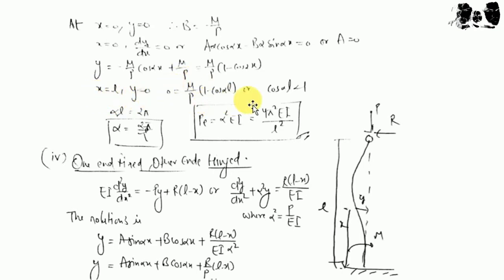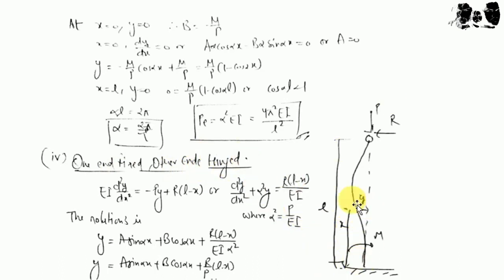Then we have again cos alpha L is equal to 1, and in this case when does the value of cos become 1? When the value of theta becomes 2 pi, and we put it here. Then we have a value of alpha which is 2 pi upon L, and then we have the crippling or buckling load P is equal to 4 pi square EI upon L square. Okay, and then we have the last condition, one end fixed, other end hinged or pinned.